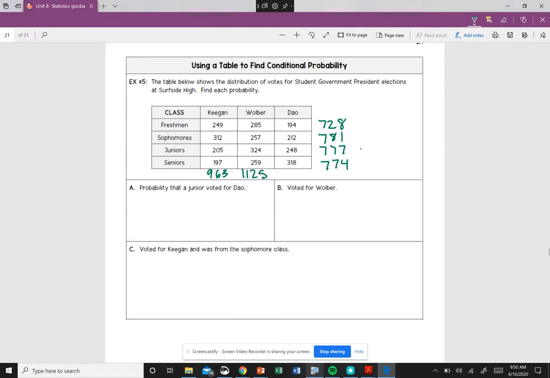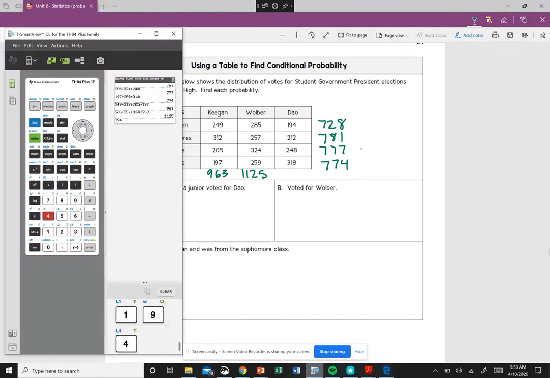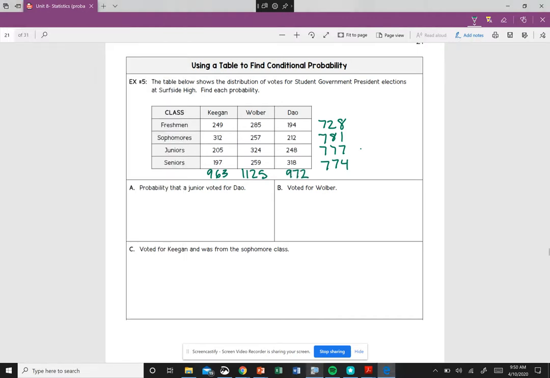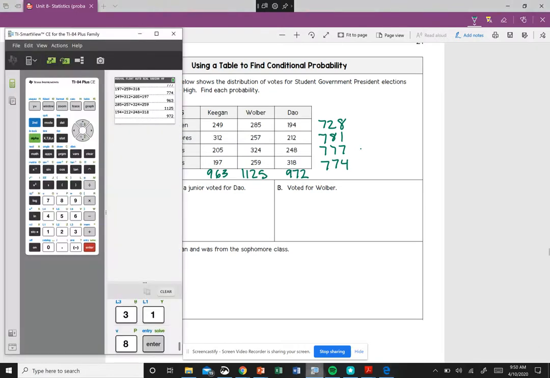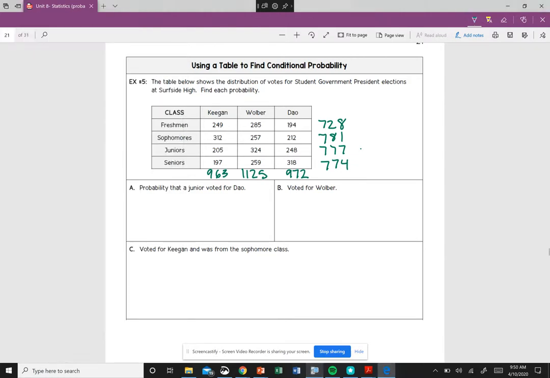1,125. Okay. Now let's figure out Dow's votes. So we're going to do 194 plus 212 plus 248 plus 318. We get 972 votes. Okay, now we have all those votes. Let's figure out the totals. So I'm just going to do 963 plus 1,125 plus 972. And I get 3,060 student body votes.